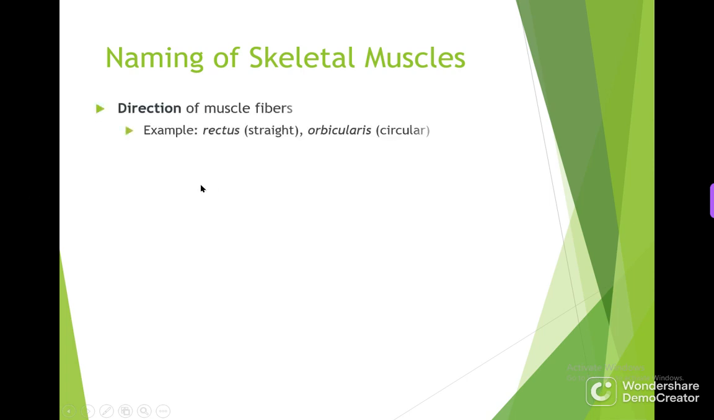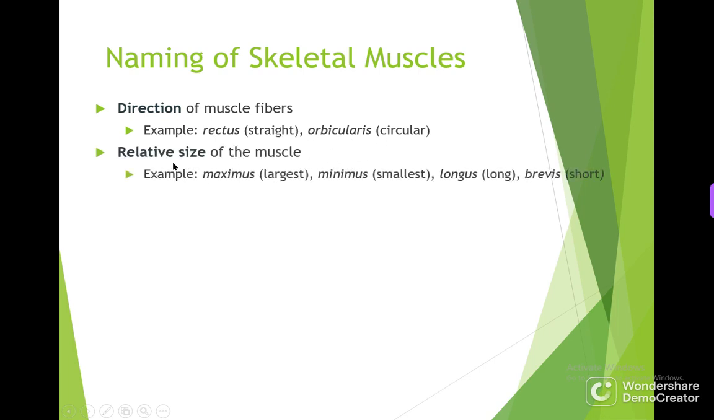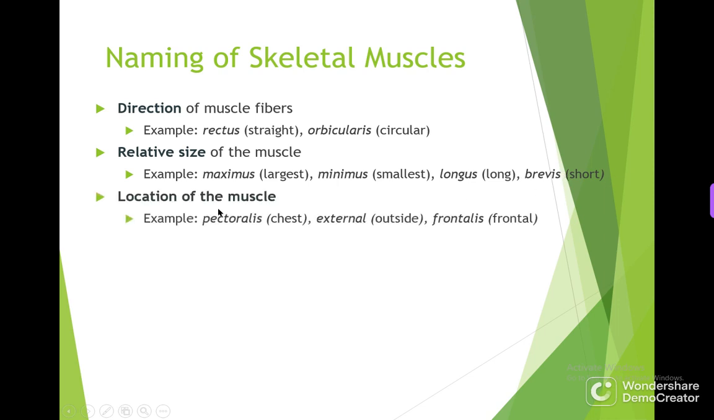Fixators are also there. Now, direction of the muscle fiber, like the straight fiber, rectus, orbicularis, like circular, I already mentioned. Then the relative size of the muscle. For example, maximus is the largest, a very thick muscle, minimus is smallest, longus means long, brevis means short. Location of the muscle, example, the pectoralis, chest, externus, outside, frontalis, frontal bone.